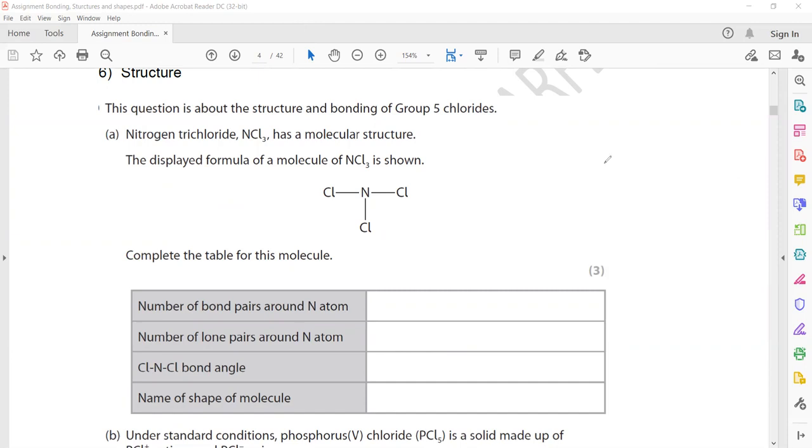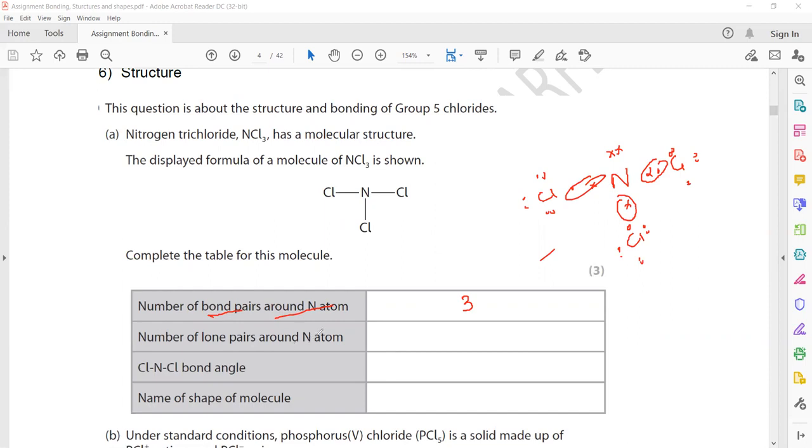So nitrogen belongs to group 5, so it will share 3 electrons. When we show the dot and cross diagram, this is how it will appear. They're asking the number of bond pairs around the nitrogen atom. Around the nitrogen atom, this is one bond pair, second bond pair, and the third bond pair. So there are 3 bond pairs around nitrogen.